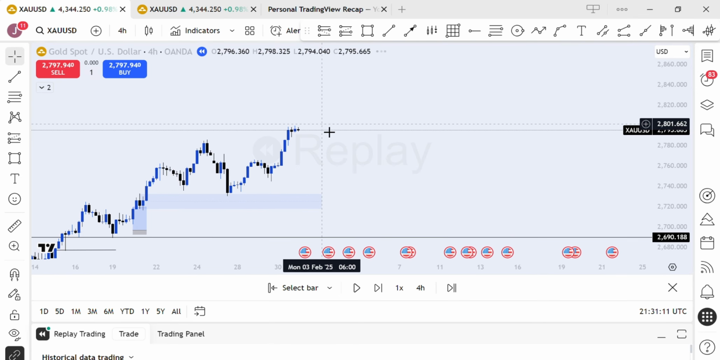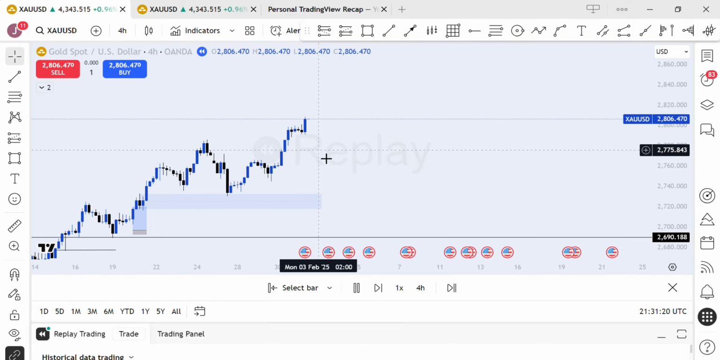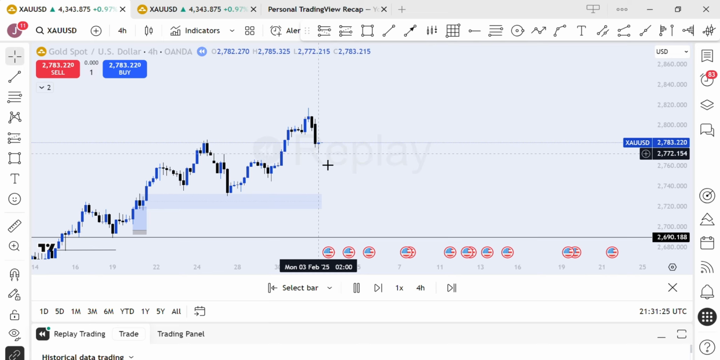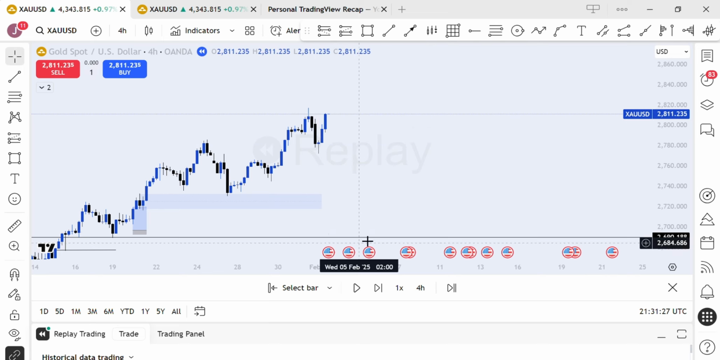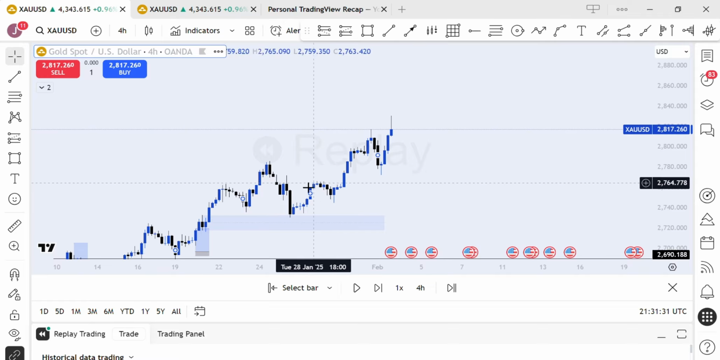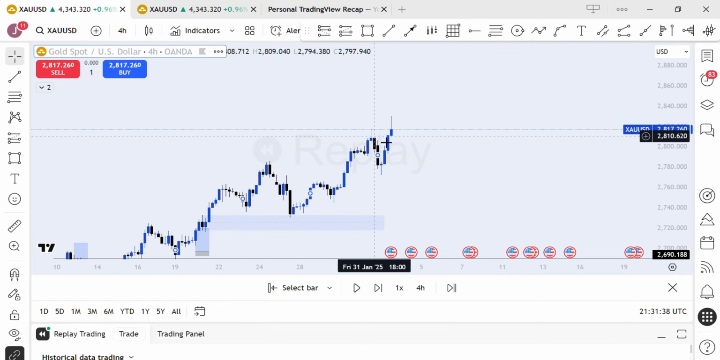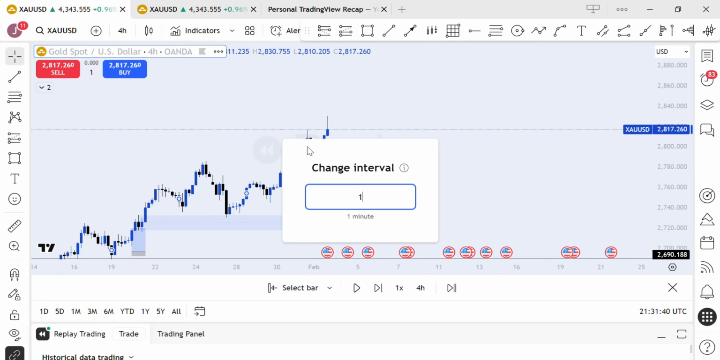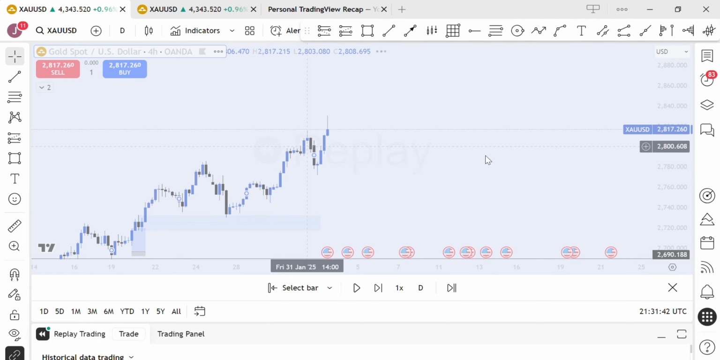So this is January 31st daily time frame. We play price to 1st February, which happens to be on a Monday. So this is where we open at on 1st February. So obviously the market is bullish. The market is very bullish. So we will be looking for buy opportunities.